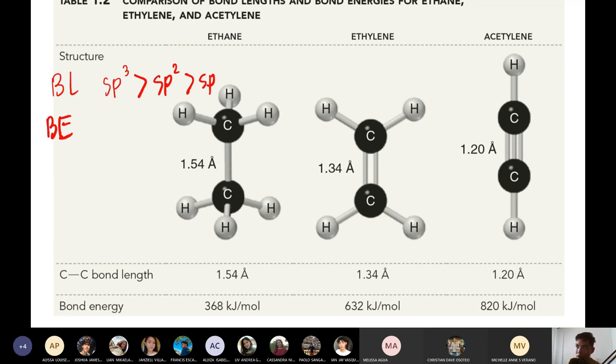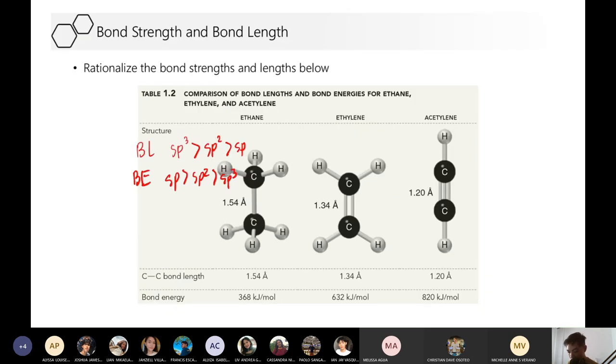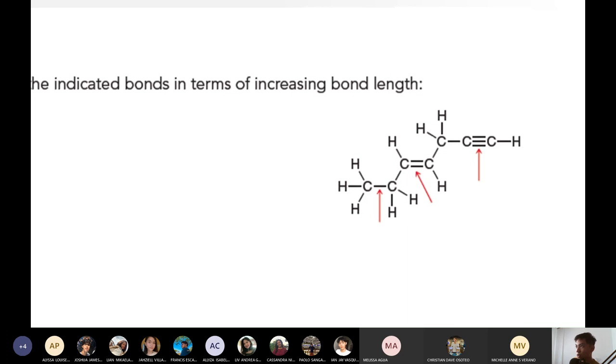So, in terms of bond energy, ang pinakamataas ang energy ay sp, followed by sp2, then lastly ay sp3. Okay? So, as you can see, the bond length and the bond energy are inversely proportional. The higher the bond length, the weaker, mas madali siya putulin. However, if the bonds get closer because of multiple bonds, mas tumataas yung bond energy, mas mahirap siya putulin. So ganun.